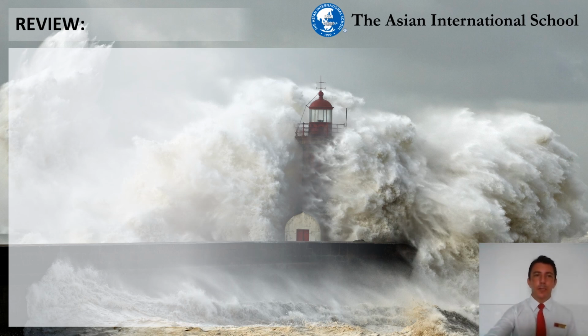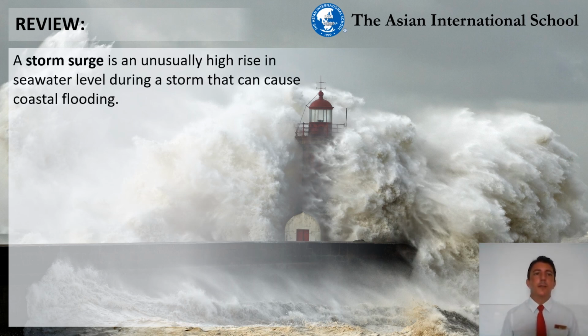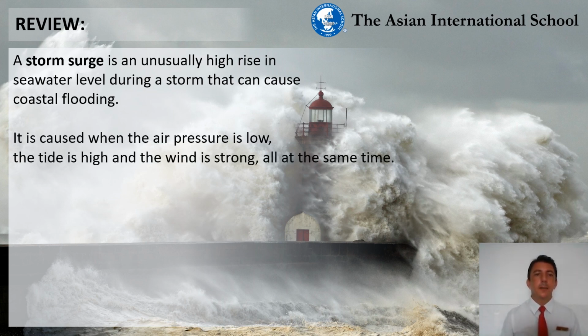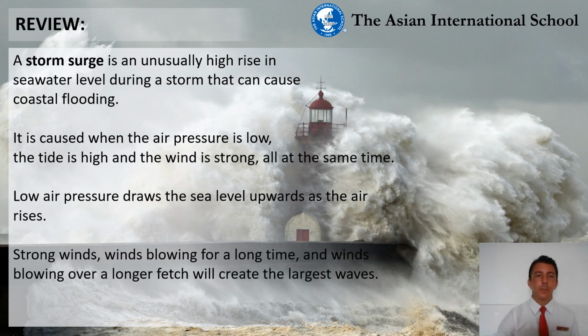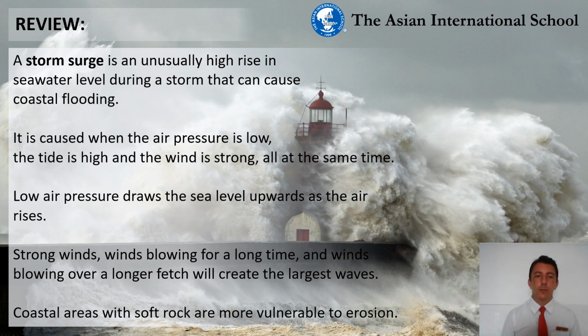So let's review the main points from today. First of all, a storm surge is an unusually high rise in seawater level during a storm that can cause coastal flooding. It's caused when the air pressure is low, the tide is high, and the wind is strong, all at the same time. Low air pressure draws the sea level upwards as the air rises. Strong winds, winds blowing for a long time, and winds blowing over a longer fetch will create the largest waves. And coastal areas with soft rock are more vulnerable to erosion.